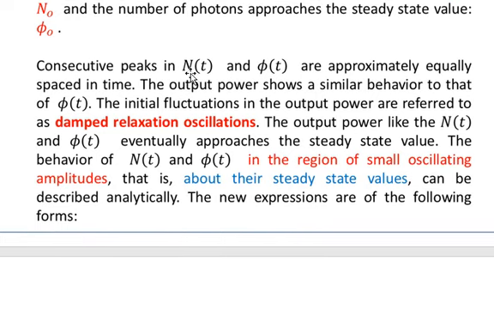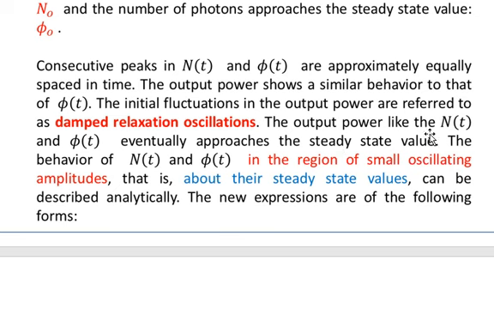Consecutive peaks in N of t and phi of t are approximately equally spaced in time. That is, the separation between the consecutive peaks in N of t is the same as that between the consecutive peaks in phi of t. The output power shows a similar behavior to that of phi of t. The initial fluctuations in the output power are referred to as damped relaxation oscillations, because when the laser initially lases at some power, the power fluctuates in the same manner as the number of photons in the cavity fluctuates.